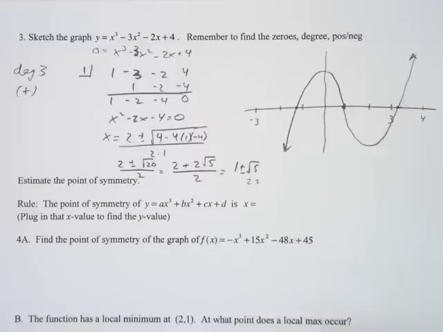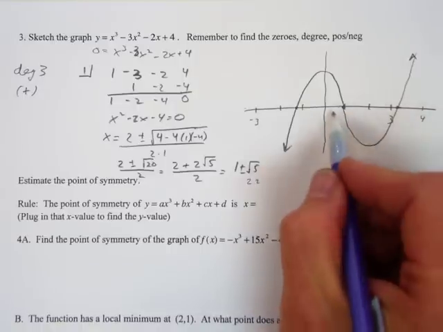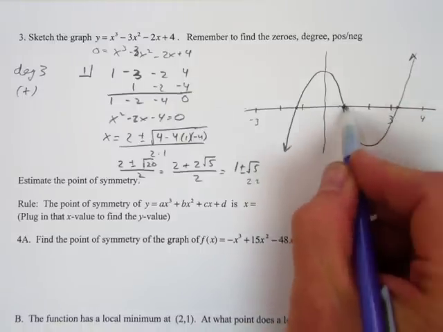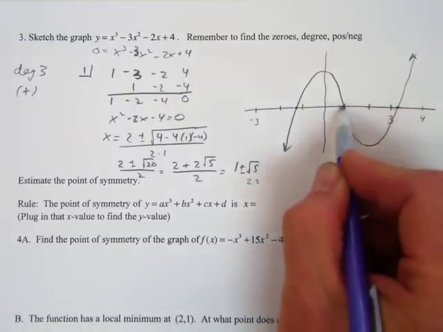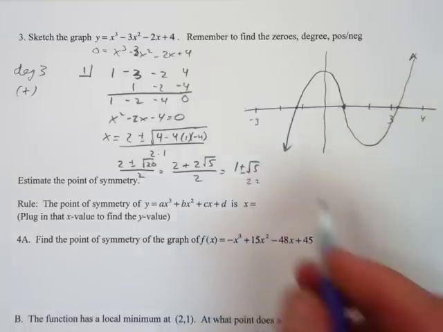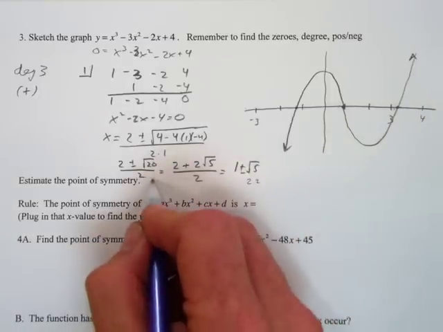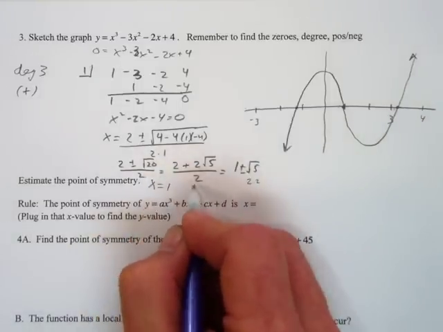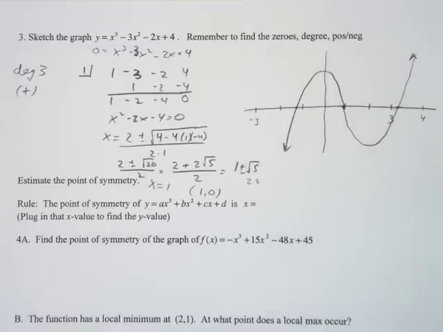Estimate the point of symmetry. Where do you think there's 180 degrees and both sides match up? Now my graph's not perfect, but how did we get these points? It was 1 plus root 5 and then 1 minus root 5. Well, we have 2 points there, and this is the midpoint. That is x equals 1, or in other words, the point 1 comma 0.